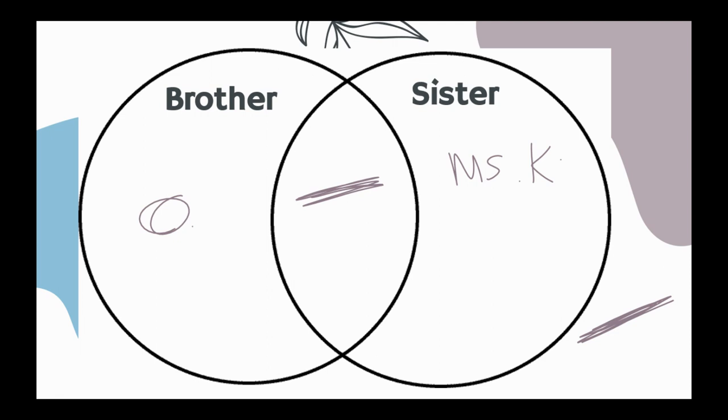Now, we do have to think about, how are we defining siblings? Are we including half siblings, step siblings, adopted siblings? Some of us, maybe our parents talk about our pets being our siblings. In that case, I also have a brother because my parents have a dog. So it kind of depends on, again, how do you define siblings, right? So think about where would your name go on this Venn diagram, okay?